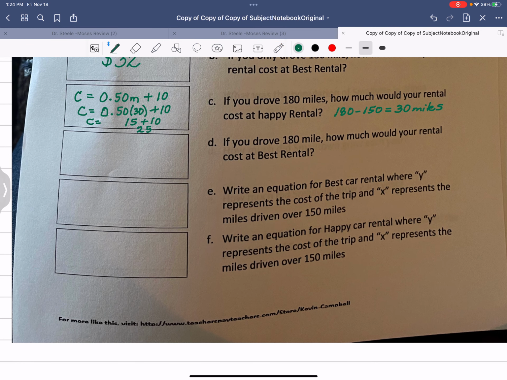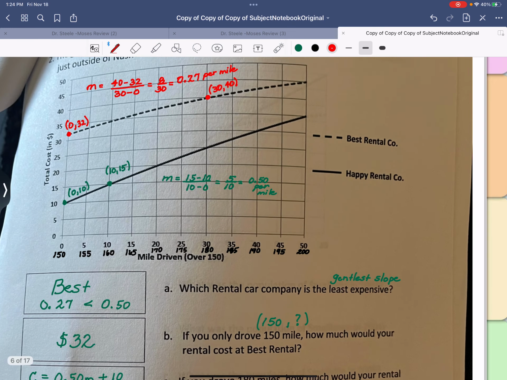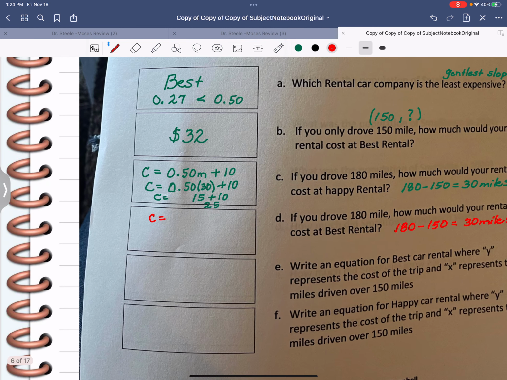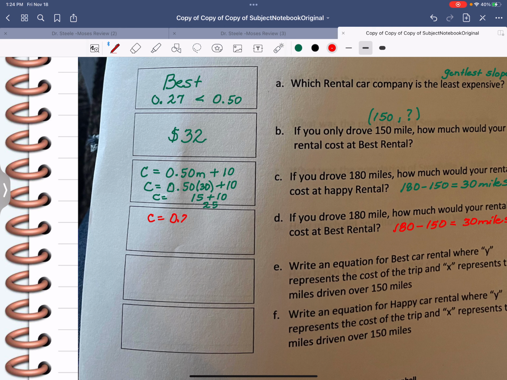So we're taking 180. We're taking away the 150 because we've already paid for that with the intercept. That leaves us with 30 miles. And so the cost formula is going to be, what was it? 27 cents a mile. And we want to go 30 miles. But we had that starting point of 32, so we have to add that in.